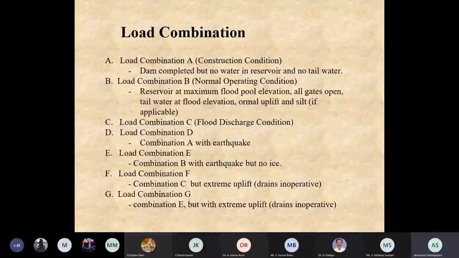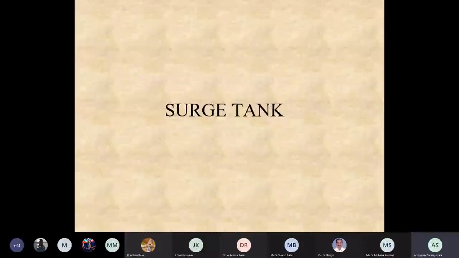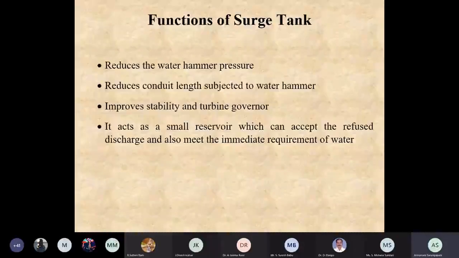Then we will look at the surge tank. What is the function of the surge tank? It is just to reduce water hammer pressure, and reduces the conduit length subject to the water hammer, and improves the stability and turbine governance. It acts as a small reservoir which can accept the reduced discharge and also meet the immediate requirement of the water.